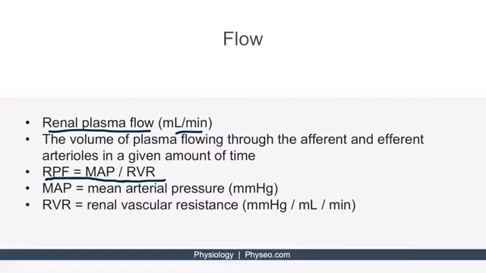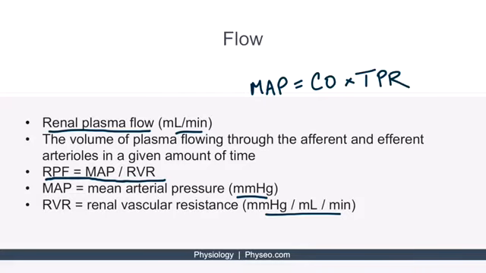Mean arterial pressure is measured in millimeters of mercury. And renal vascular resistance is measured in millimeters of mercury over milliliters per minute. As you recall from the section on cardiology, mean arterial pressure equals cardiac output times total peripheral resistance.